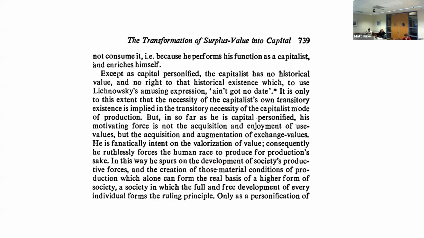Except as capital personified, the capitalist has no historical value and no right to his historical existence, which, to use Wichnowski's amusing expression, ain't got no date. It is only to this extent that the necessity of the capitalist's own transitory existence is implied in the transitory necessity of the capitalist mode of production. So again, I've been hammering this. I think this book is really about Marx's theory of how capitalism is a transitory mode of production that lays the conditions for something better.